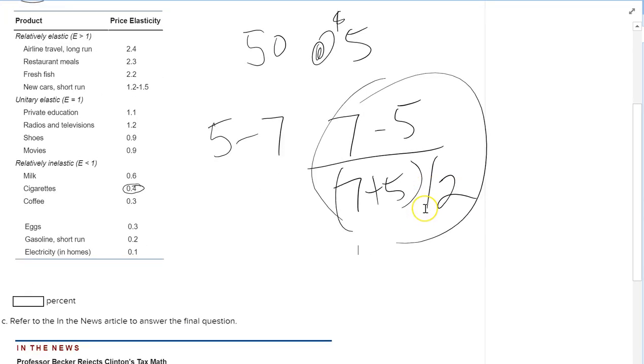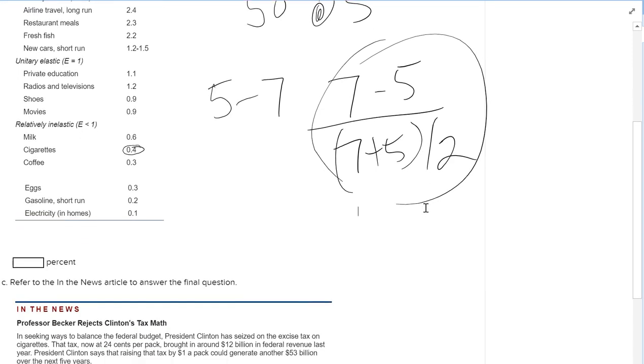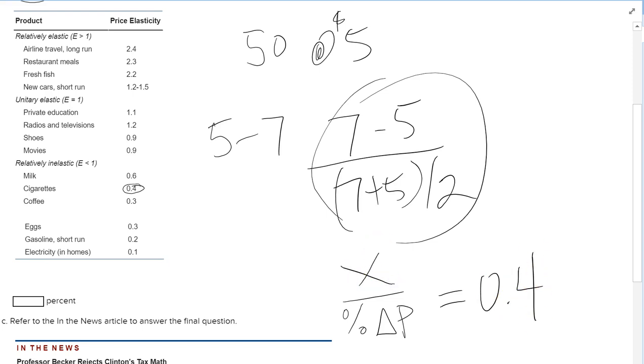From there, then they ask you to know what the change in cigarette sales will be. And that's going to be the second part of this, where you're going to take what you know. So you have your elasticity calculation here. So you're going to say, well, whatever the percent change in price is here, that's going to go here in the bottom of this side of the equation. Then you have your calculation of 0.4, and you're going to solve for x.